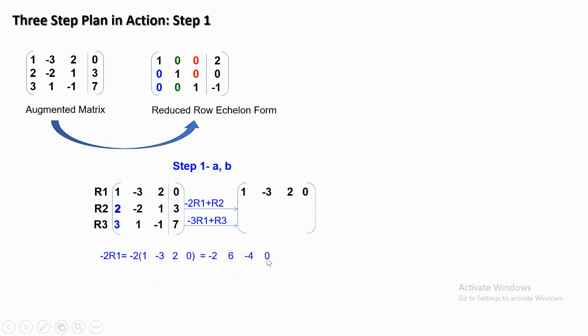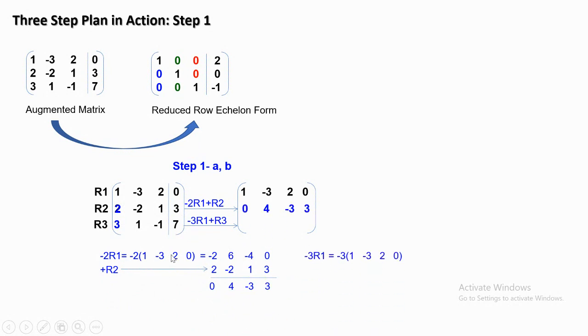Right, which equals negative 2, 6, negative 4, 0. Now plus row 2. Row 2 is 2, negative 2, 1, 3. So 2, negative 2, 1, 3. After we add them, we get 0, 4, negative 3, negative 3. So this is my new row 2.